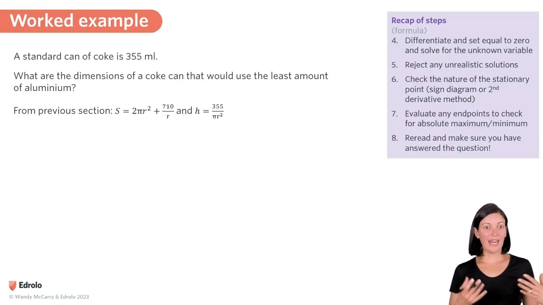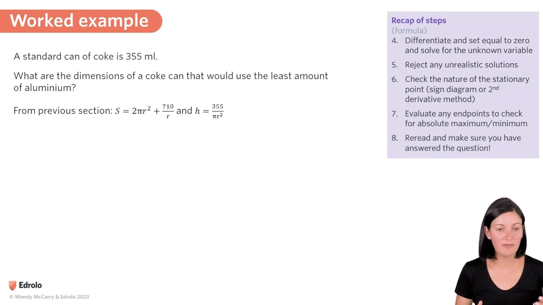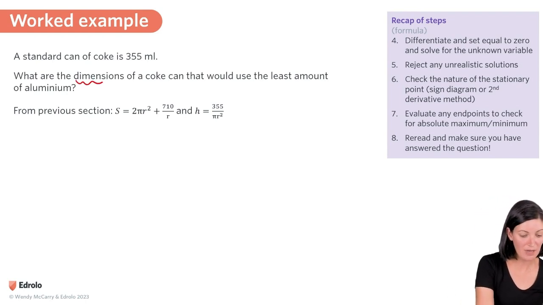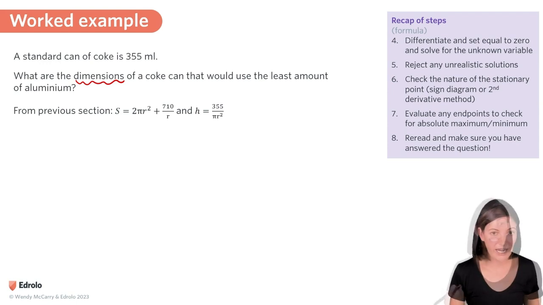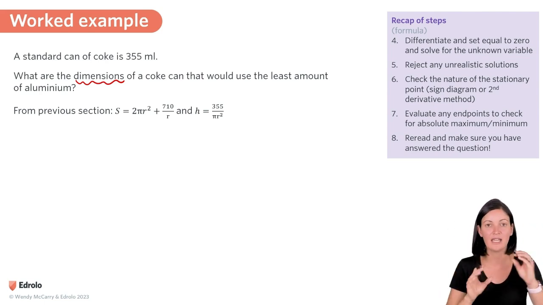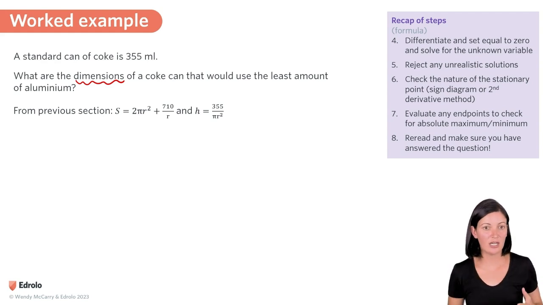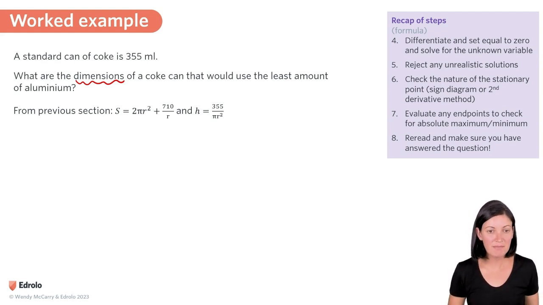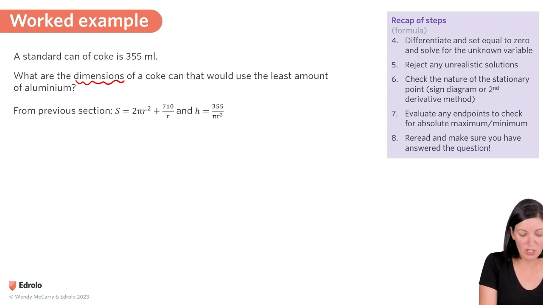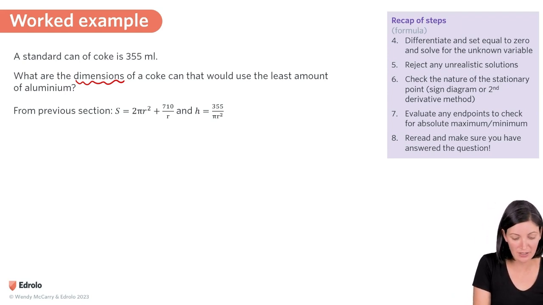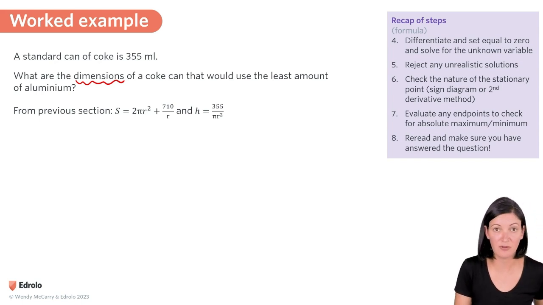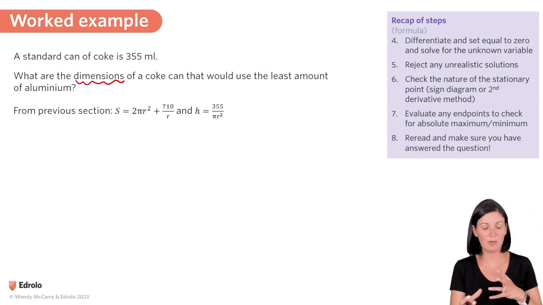Okay, so back to our can of Coke example. The question is, what are the dimensions of a Coke can that would use the least amount of aluminum? And the connection you have to make there is when we're talking about the least amount of material for something, we're often talking about the surface area. So we want to minimize the surface area. From our previous work, we had an equation for the surface area. We also had an equation for the height in terms of r. So we might need to use those.